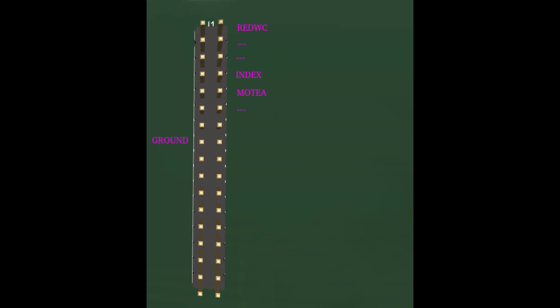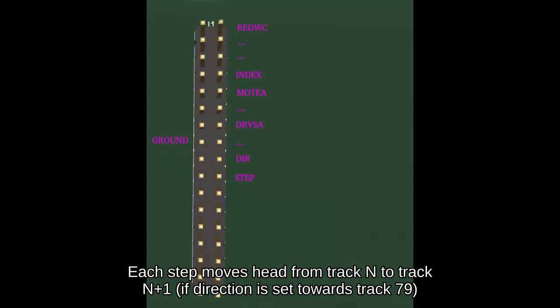Pin 12 is not used by the drive. Pin 14, drive enable: 0 volts means enabled, LED is on. Pin 16 is not used by the drive. Pin 18, stepper motor step direction: 0 volts, towards track 79; 5 volts, towards track 0. Pin 20, step: each signal transition moves the head by 1 step, in the direction set by the DIR pin.